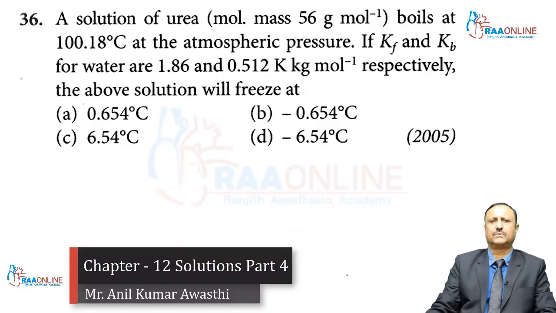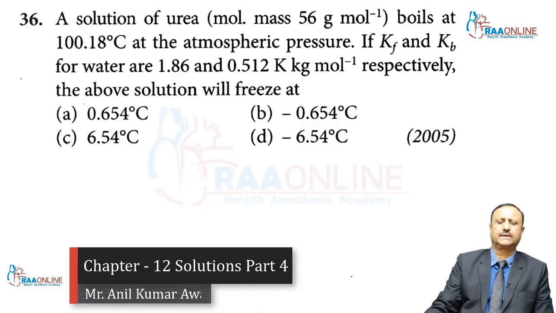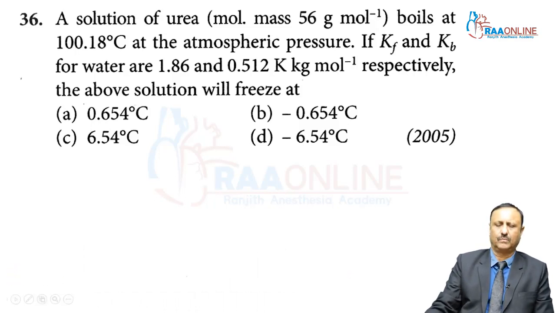Now my dear students, we can go to question number 36. A solution of urea, molar mass 56 gram per mole, boils at 100.18 degrees Celsius at atmospheric pressure. If Kf and Kb for water are 1.86 and 0.512 Kelvin kilogram per mole respectively, the above solution will freeze at. This question was also asked in 2005.